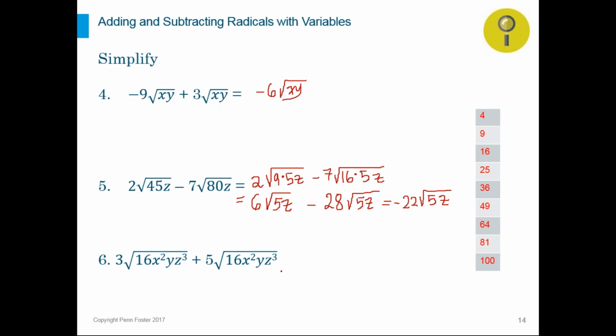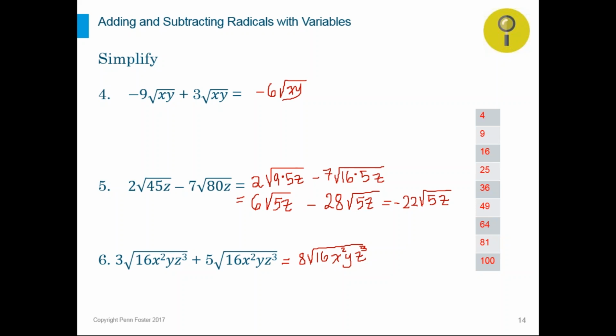Let's do the huge one here, the last one on the screen. 3 times the square root of 16 x squared y z to the third plus 5 the square root of 16 x squared y z to the third. Now look at the radical parts. They are exactly the same. Then I am able to just go ahead and add 3 and 5. So 3 plus 5 is 8. And keep the same radical part because they are the same in both. 16 x squared y z to the third.